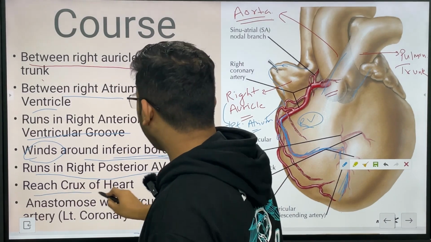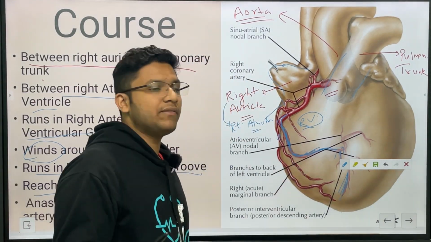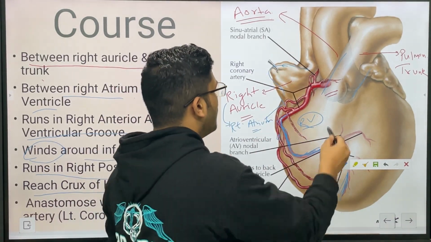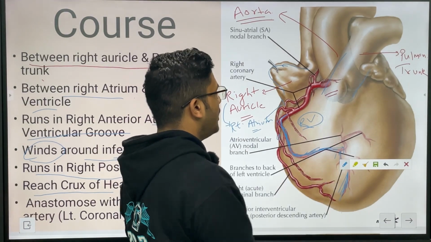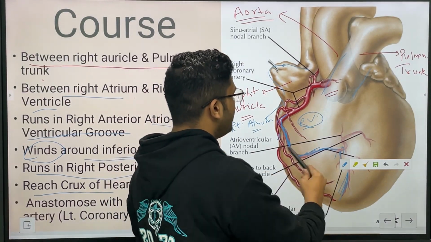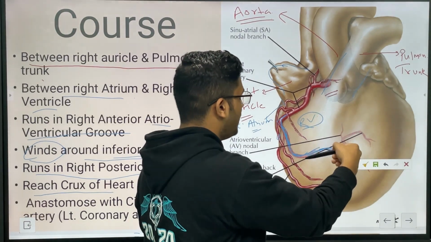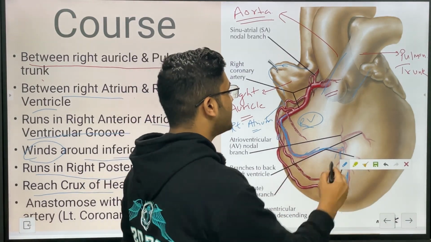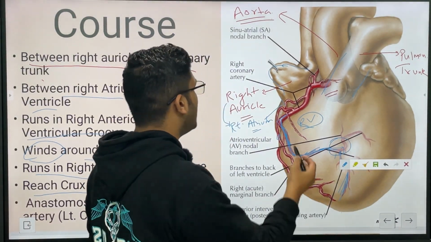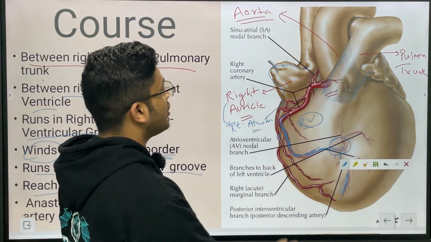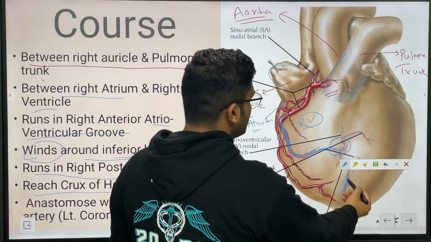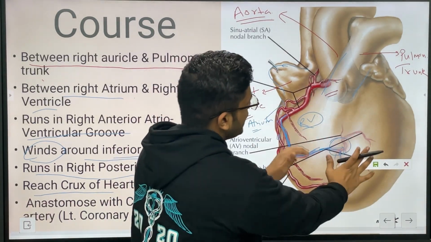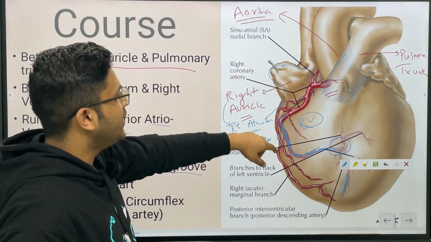So it reaches the crux of the heart. We discussed in the previous video what the crux of the heart is. The crux of the heart is the meeting point of three structures: one is your interatrial septum, next is your interventricular septum, and next is the atrioventricular septum. These three structures meet at a point which is known as the crux of the heart, and this is the crux of your heart. So the right coronary artery reaches the crux of the heart, and then it continues as the posterior interventricular artery. हमें पहले ही पता है कि जो ये सरफेस है वो एंटीरियर सरफेस है, and the surface which is behind it will be posterior.